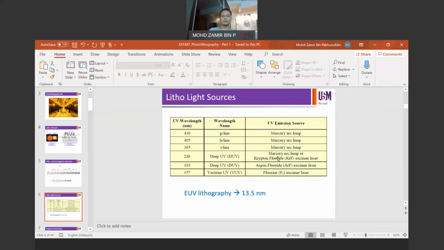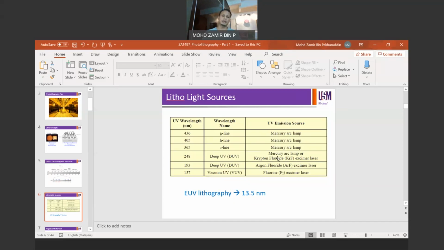If you talk about the latest version of the lithography system, it is based on extreme UV. So EUV, down there, is extreme UV lithography. The illumination wavelength is only 13.5 nanometer.